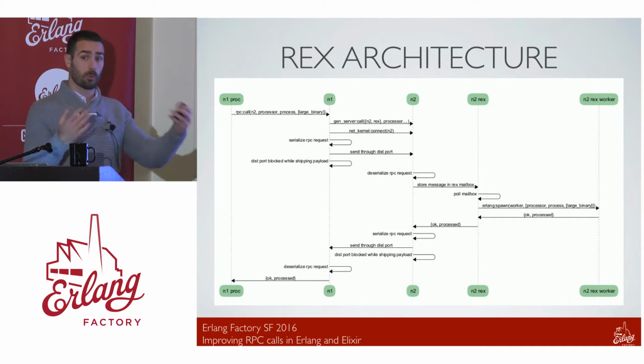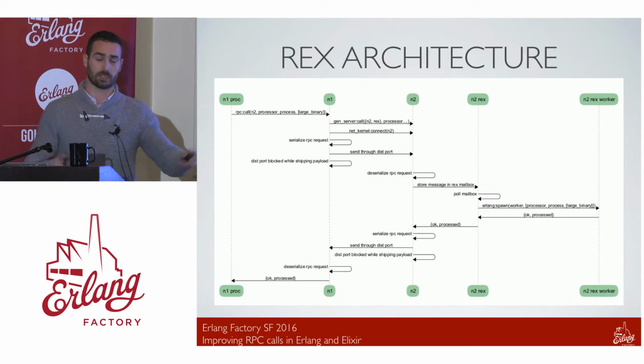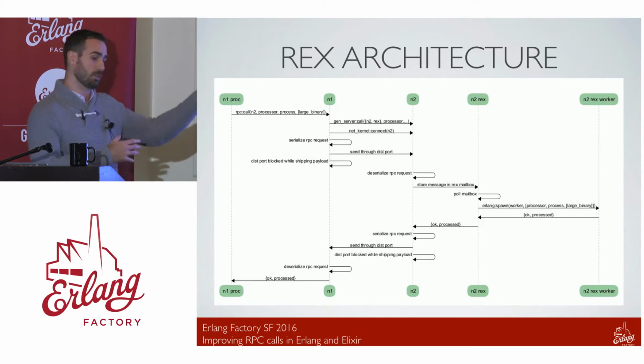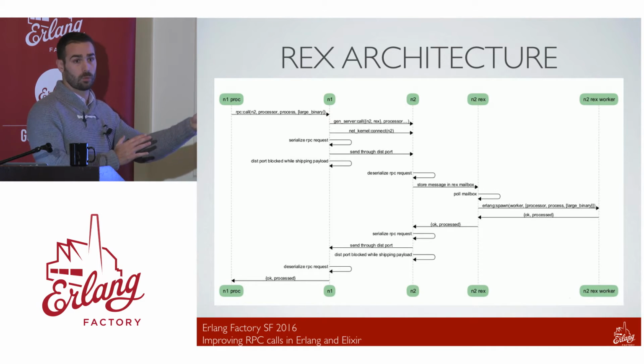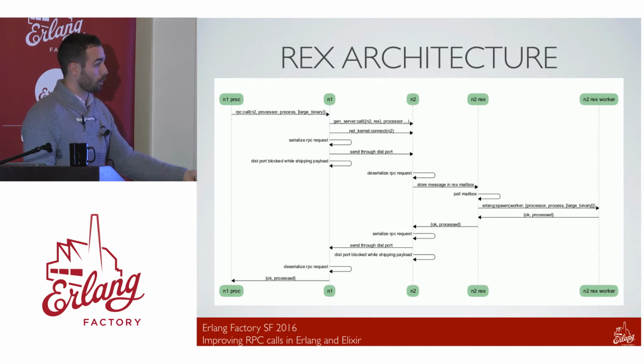Basically, it will spawn a process outside of the gen server, because if what we're trying to call misbehaves, it's going to crash the Rex server. So it just spawns a process and executes what we want. The worker process that Rex spawned will send the message back to Rex and say, hey, everything is done, here's the message, success. Rex will send it back over the distribution channel.